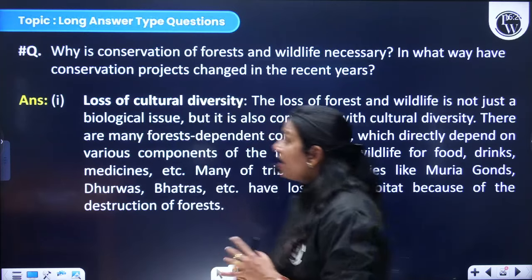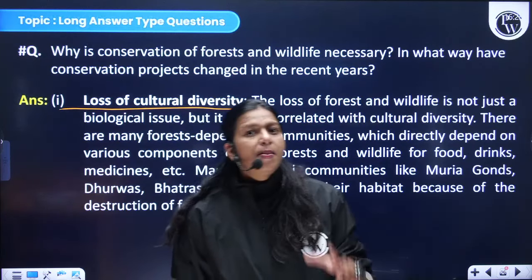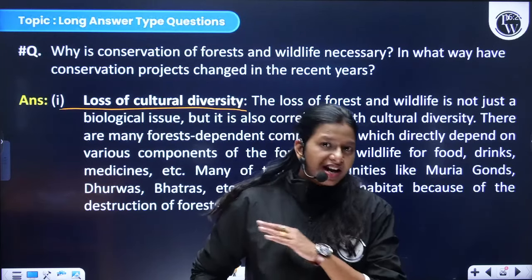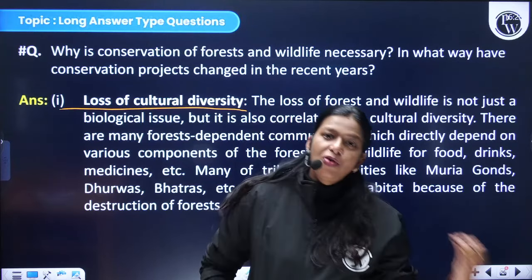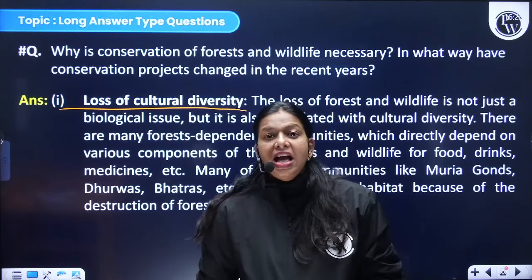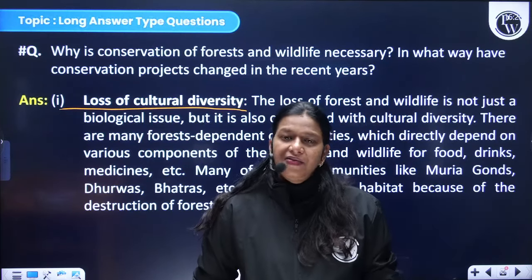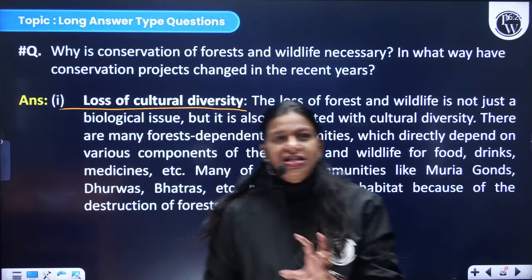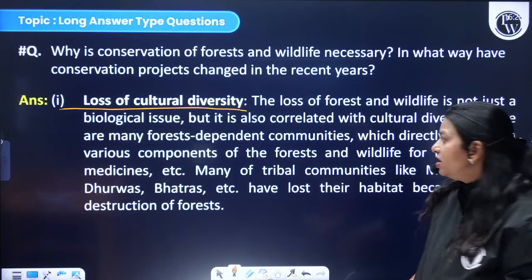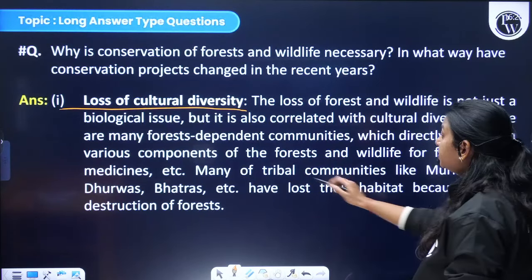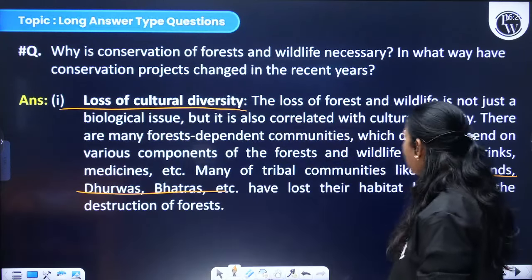And then if you extend the answer, you can add that if we destroy the forest, it leads to a loss of cultural diversity. How many tribals live in the forest areas? If forests are destroyed, these tribes will be forced to come out and live in mainstream society, change their way of living, and an entire culture, including their clothing, their language, their food, everything will be wiped out. So if we destroy the forest areas, we destroy a huge cultural history residing in these forests. For example, many tribal communities like Muria, Gonds, Dhurvas, Batras, etc. have lost their habitat because of the destruction of forests.